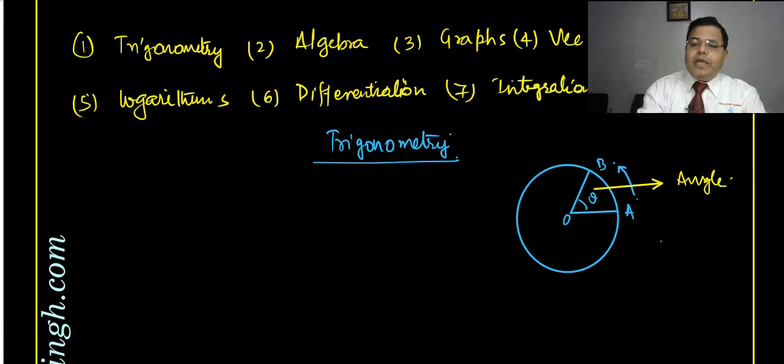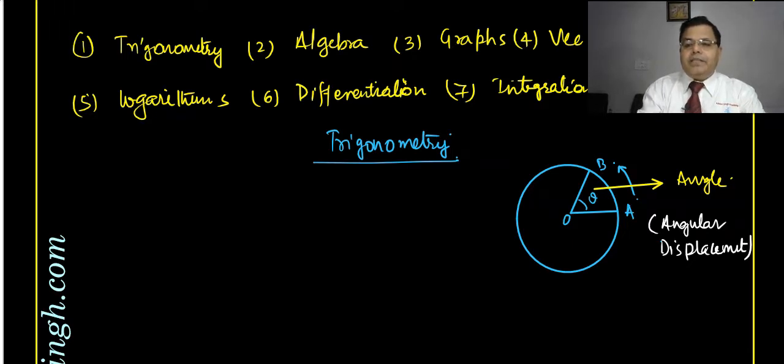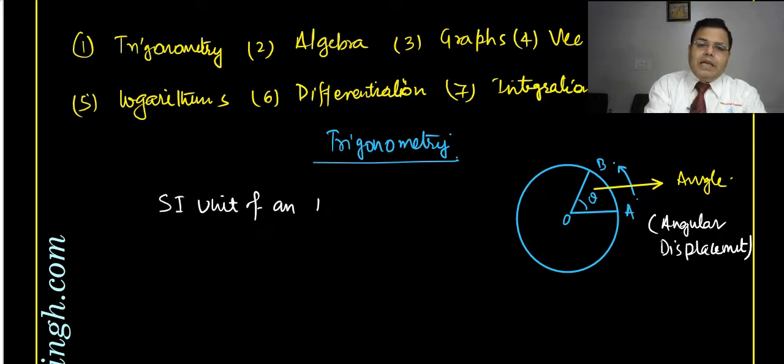So angle is in fact the angular displacement. You have learned linear displacement earlier. And this is called angular displacement of a particle starting from A to B, that is measured in terms of angle. The unit of angle is radian. The standard SI unit of an angle is radian.